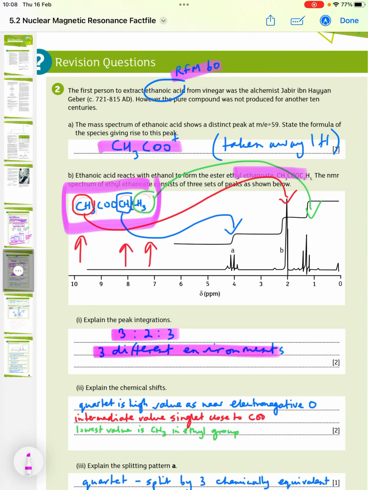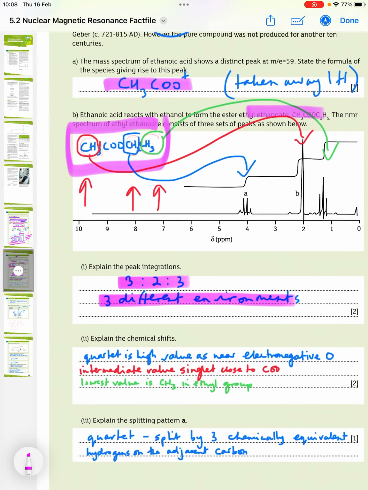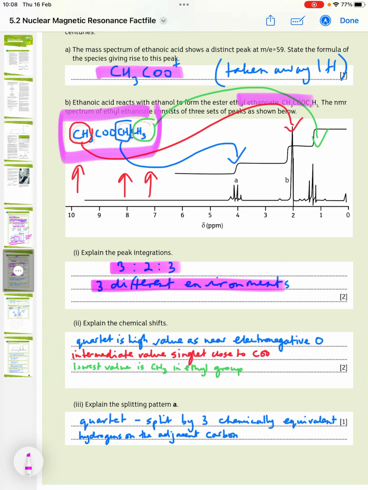Okay, so 3, 2, 3 because of 3 different environments. Then explain the chemical shifts, and this is why I've colour-coded it up here. The first one, the quartet, which is here, is high value because it's near the electronegative oxygen.